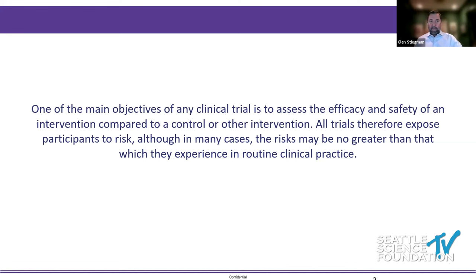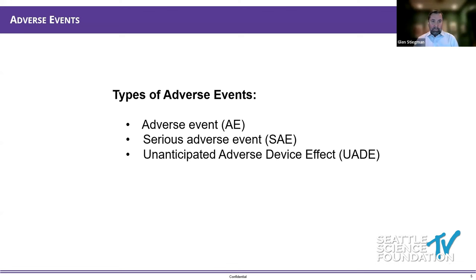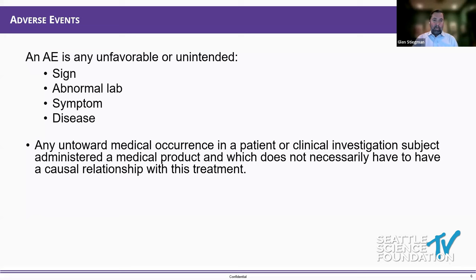So what is an adverse event? There are three different types: the regular run-of-the-mill adverse event, an SAE, a serious adverse event, and an unanticipated adverse device effect. All of them are grounded in regulation, and some obviously carry different weight than others. This slide, while benign, is relatively important, because an AE is an unfavorable, unintended sign, abnormal lab result, symptom, or disease. It's anything abnormal that you see.